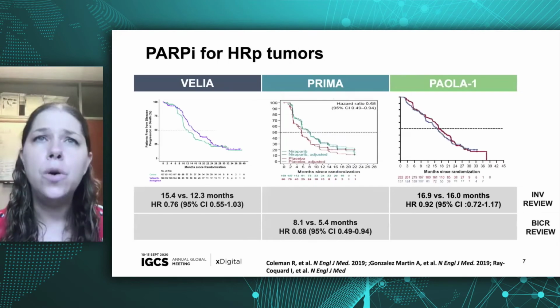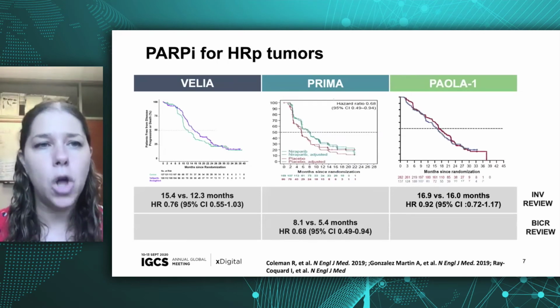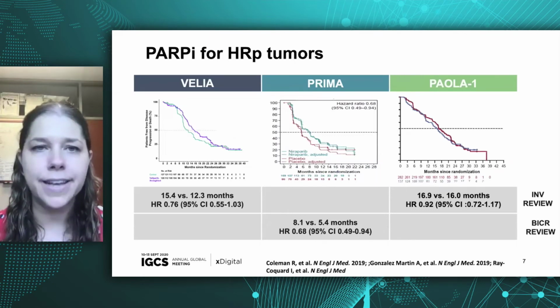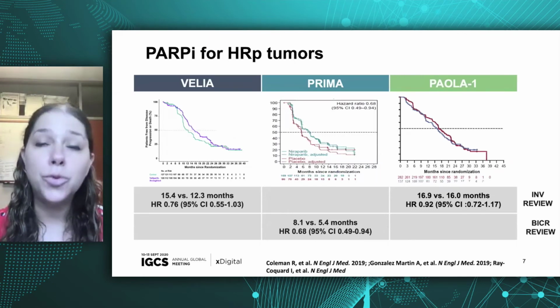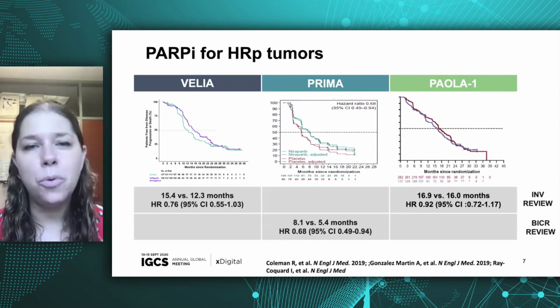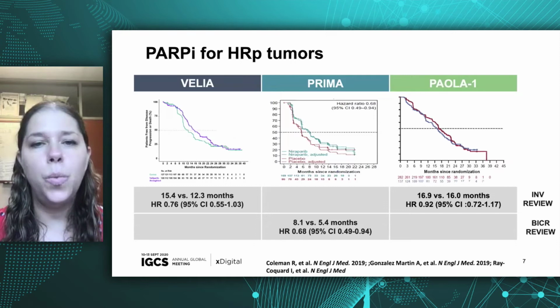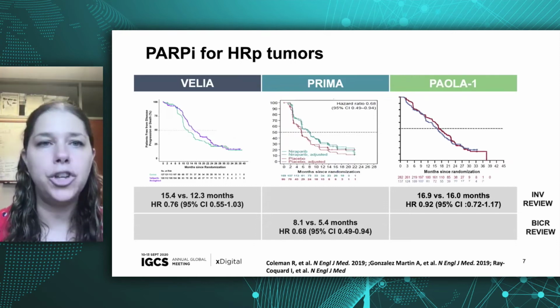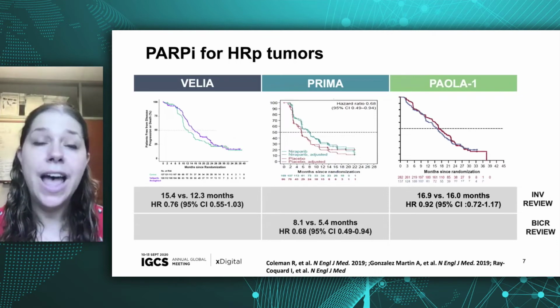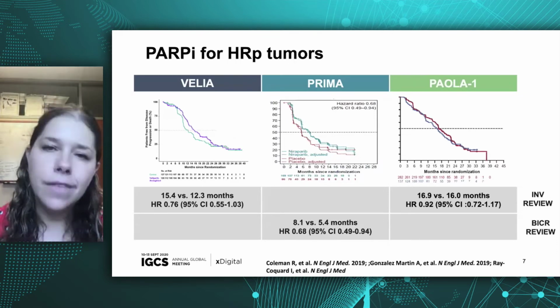So let's look. We talked about the bevacizumab data. Let's look at the PARP inhibitor data. And yes, we are doing a little cross-trial comparison. And Dr. Coleman, I truly love you because I am including Velia in this slide. But I think it's important just to see that we do have information about how PARP works in those HR proficient tumors. And the answer is, it works a little bit.